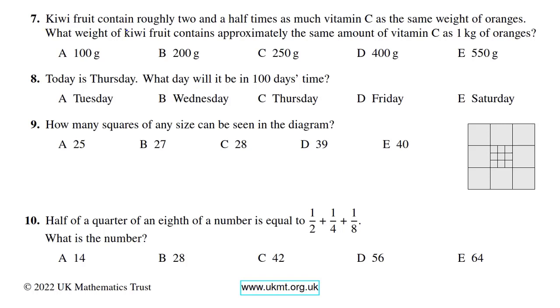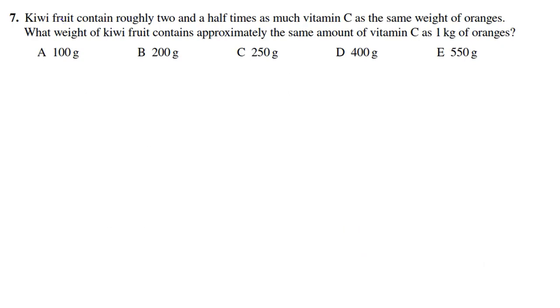Problem number 7. Kiwi fruits contain roughly 2.5 times as much vitamin C as the same weight of oranges. What weight of kiwi fruit contains approximately the same amount of vitamin C as 1 kilogram of oranges? Okay, so if we consider the vitamin in kiwi, for example K, it is equal to 2.5 times as much vitamin C as the same weight of oranges, so times O.